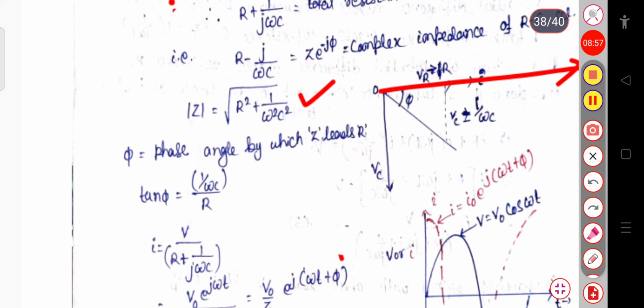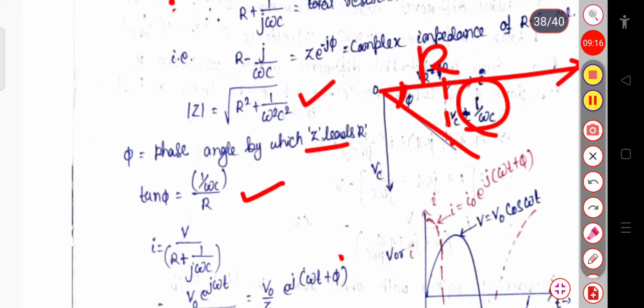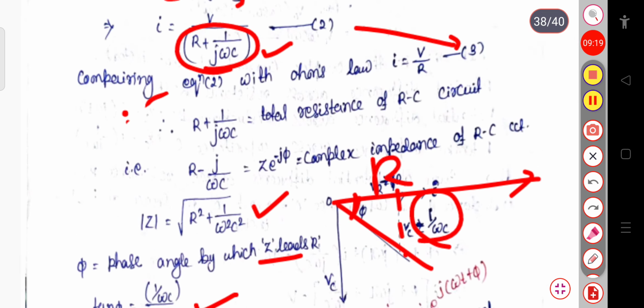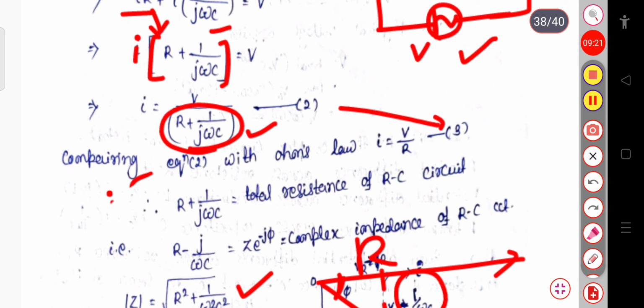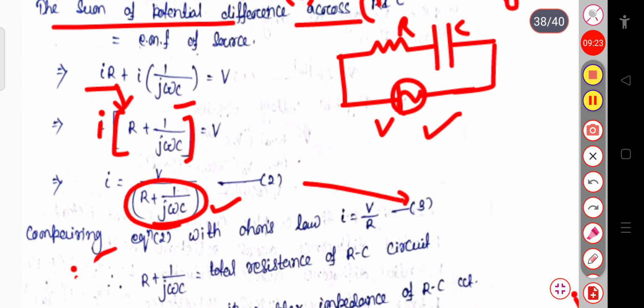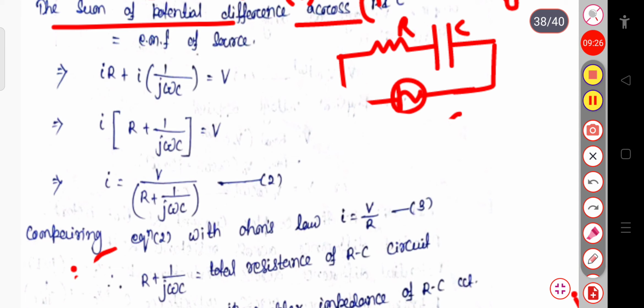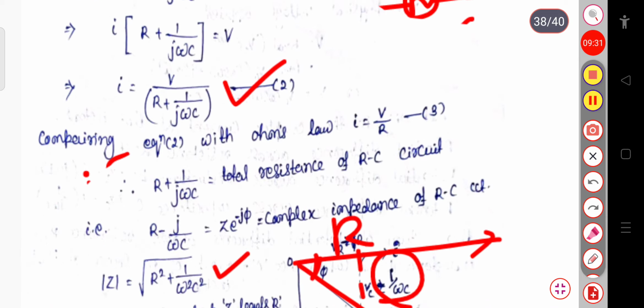Z is here the impedance, and this tan phi, that is the phase angle, you can see tan phi will be equal to perpendicular by base. So this will be 1 by omega c divided by this r. So tan phi will be equal to 1 by omega c whole divided by r. And hence we can calculate here the current. The current I is equal to V divided by R plus 1 by j omega c. This is equation 2.